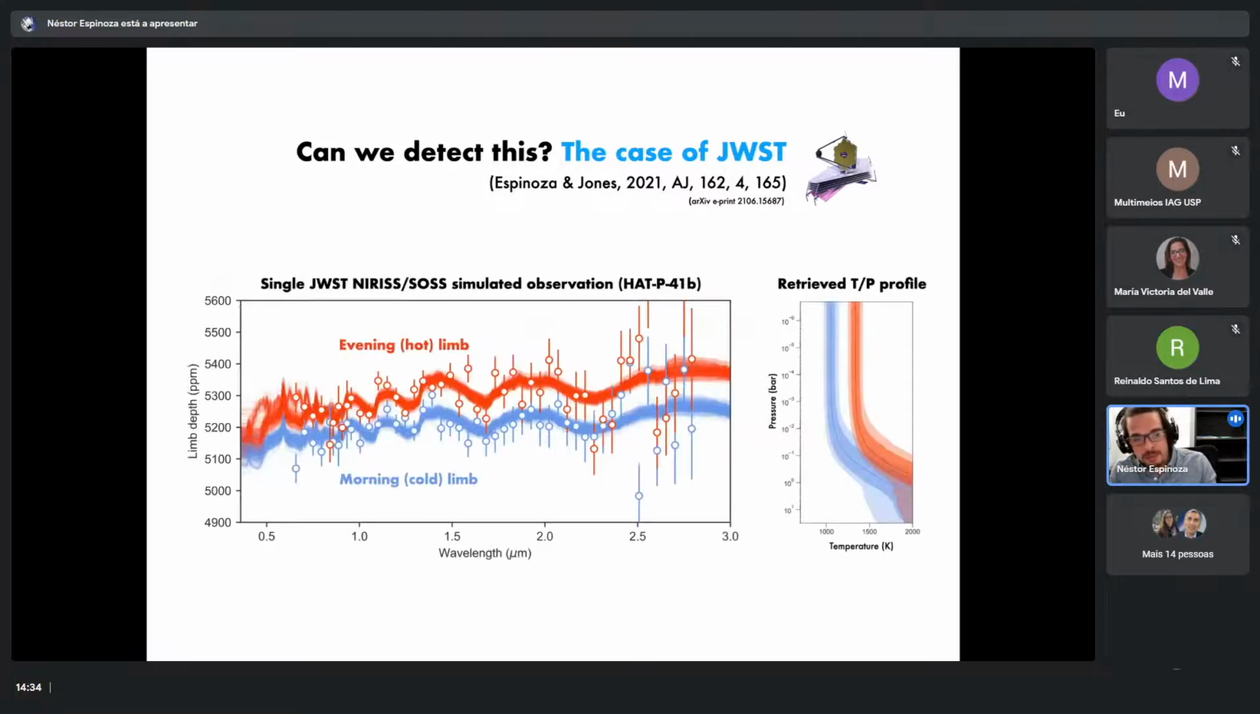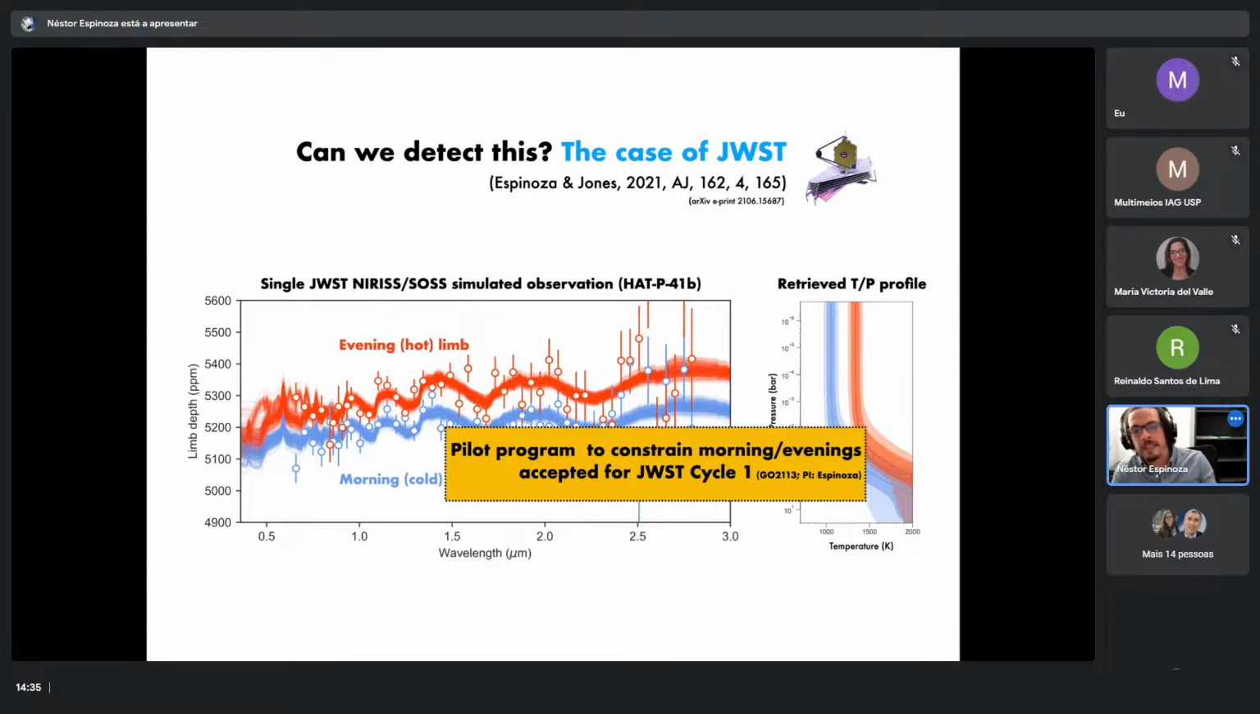We actually did some simulations on what JWST would be able to observe, and we would be able to get spectra from their evening limbs and the morning limbs. Like the dream that I was telling you before, this is doable with JWST. This is what we're showing here. The x-axis is wavelength, the y-axis is the limb depth for the evening and the morning terminators. And we can actually retrieve, in the right panel, the temperature-pressure profiles of each side of the planet, which is completely mind-blowing. This is something that I was not expecting to be that good.